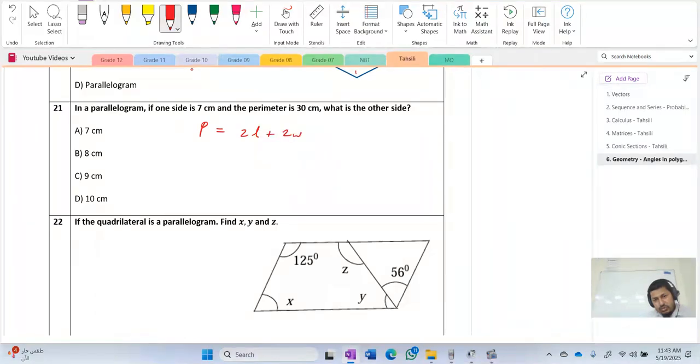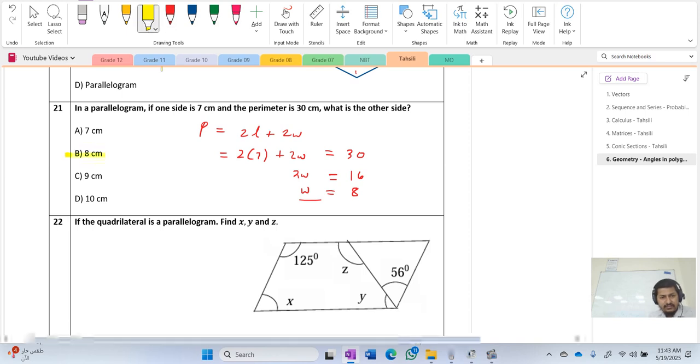If the quadrilateral is a parallelogram, find x, y, and z. Remember they are parallel, so let's find x first. Since it's a parallelogram, x is equal to 180 minus 125, because we can see a U here. These are adjacent co-interior angles. So 180 minus 125 gives me 55 degrees.